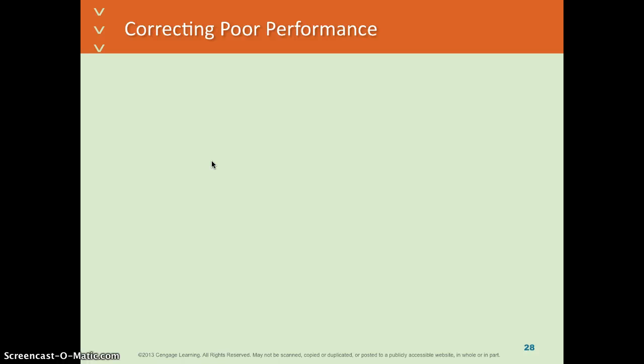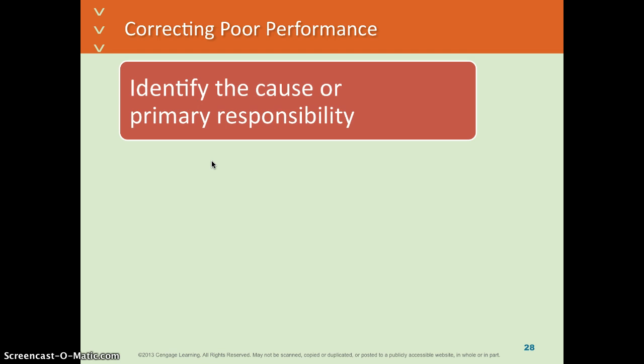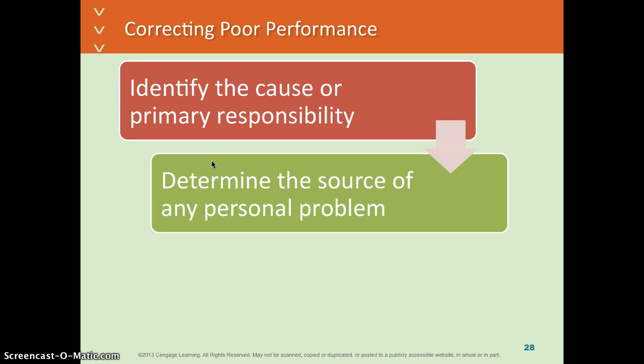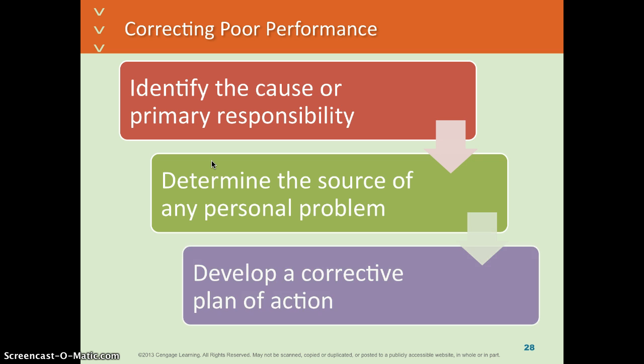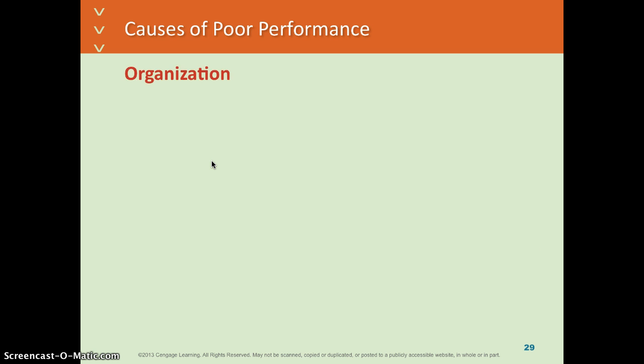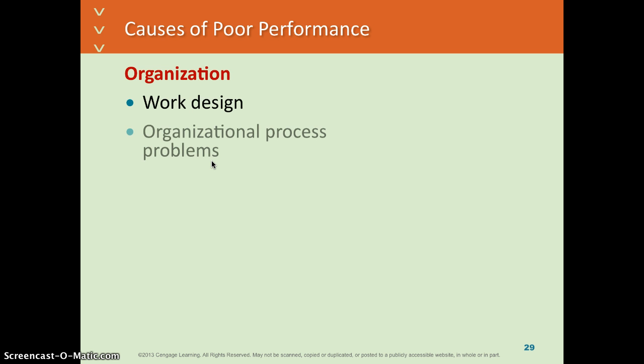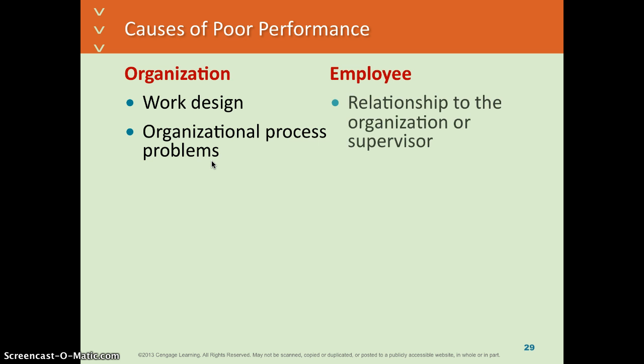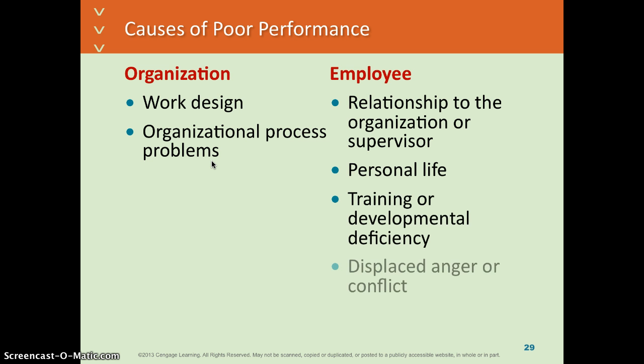You have an employee with poor performance. Identify the cause or what the responsibility for that performance is. This can include determining the source of any personal problems and developing a corrective action process. What can the organization do? Make sure they're designing their work properly and that their organizational process is running, not hindering. And the employee can contribute a lot to that performance.